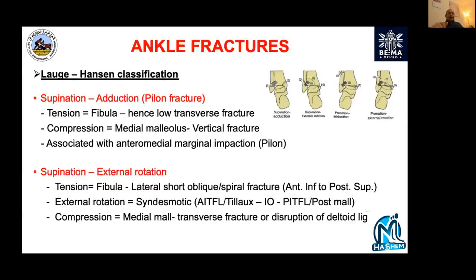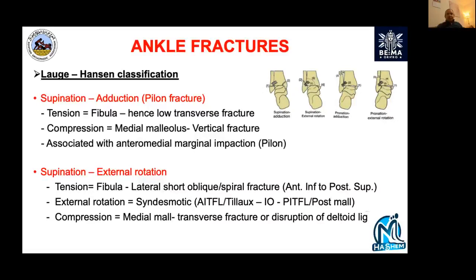So Lauge-Hansen has classified the injuries in the ankle into four types: two supination and two pronation. Supination adduction, supination external rotation, and pronation abduction and pronation external rotation.